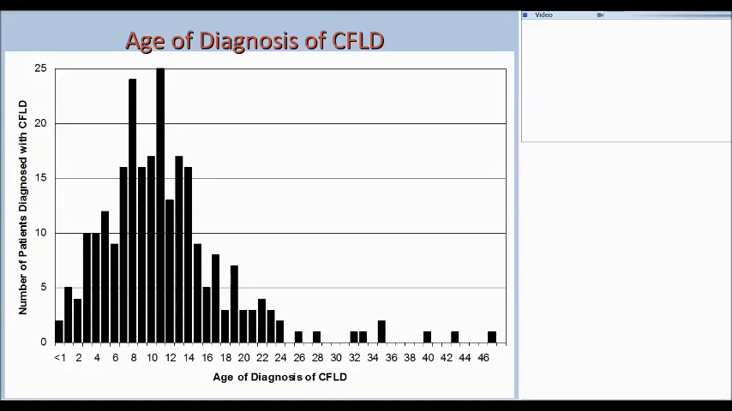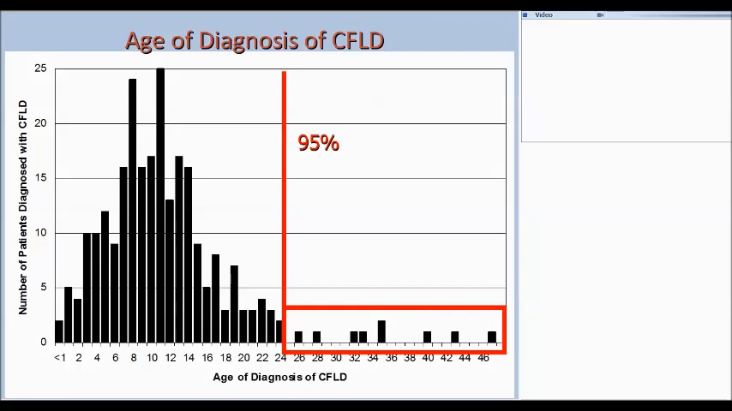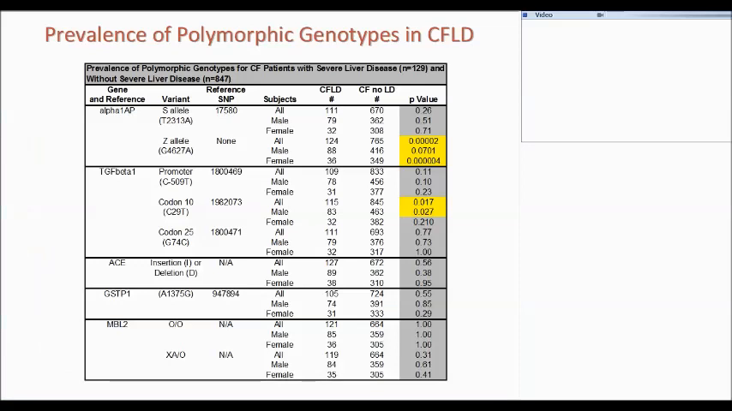And you see here the one-digit numbers when they're older, and they may actually be patients who have not been diagnosed earlier but have been missed for a diagnosis of CF liver disease. So 95% are actually below the age of 24.